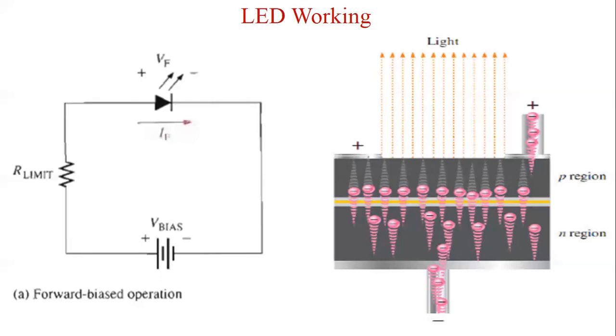This is a very basic circuit diagram, right? We have to connect a resistor that limits the current through this diode, so that it prevents burning or damage to this particular diode. Remember, we have to use it in forward bias condition.